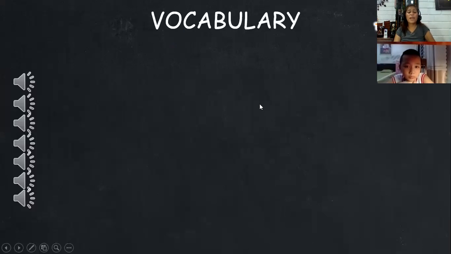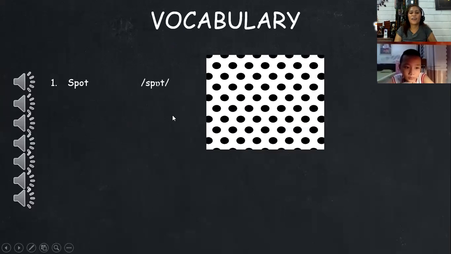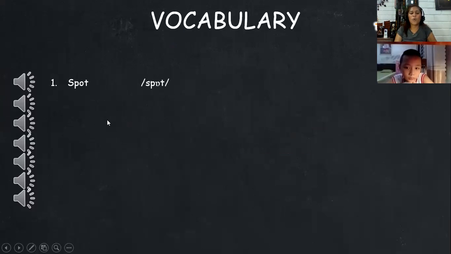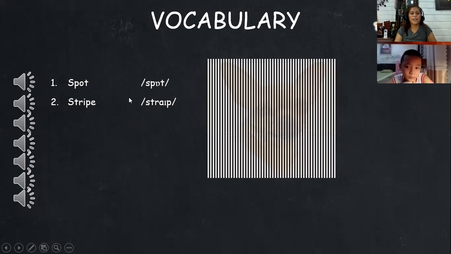Now, we have some vocabulary words. Spot. Very good. What is that? Spot. Next, what is this? Stripe. Yeah, very good. Okay, this is the stripe. Next one.